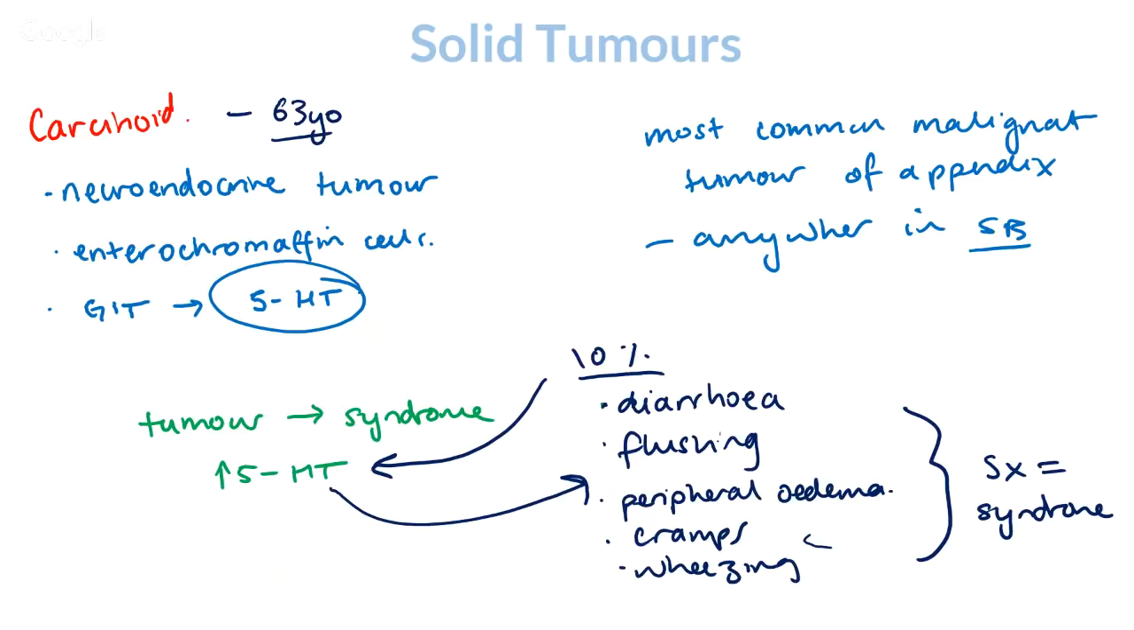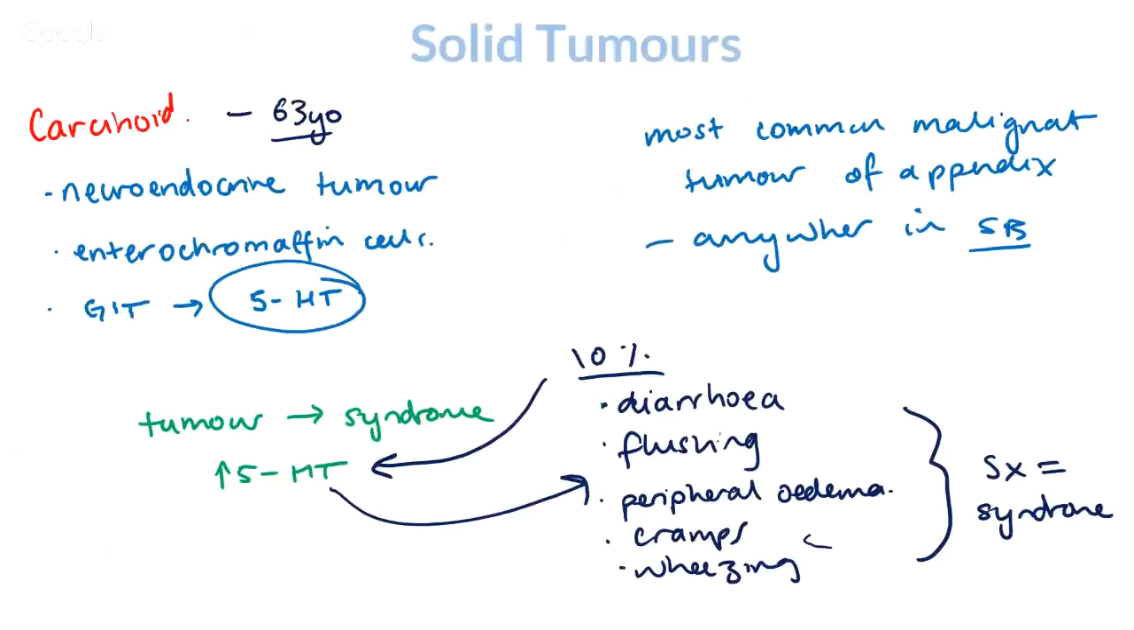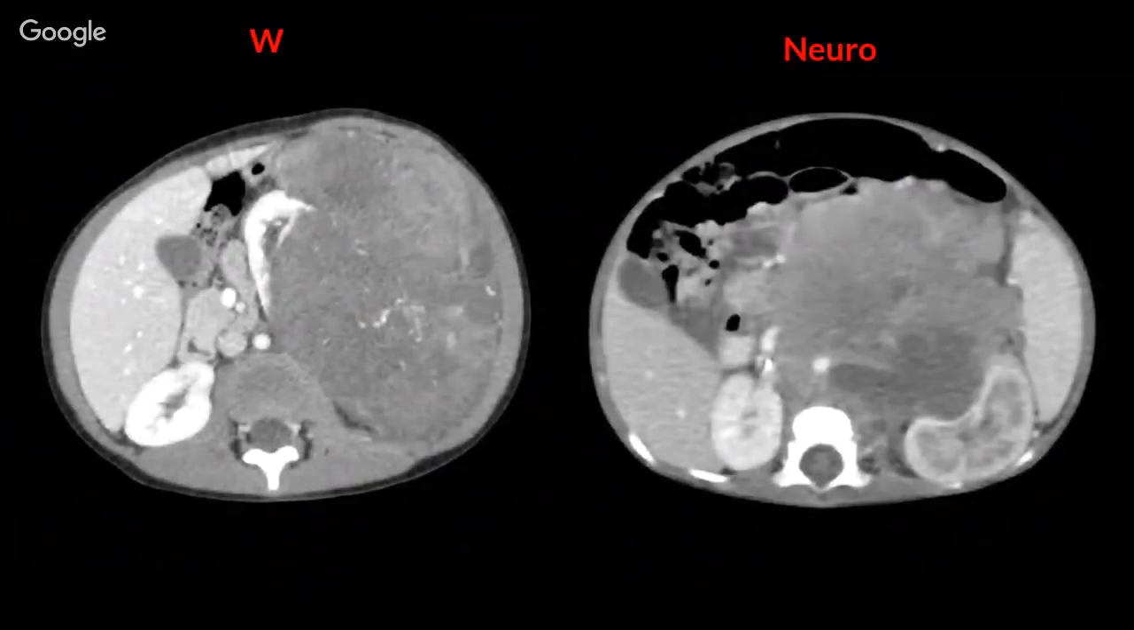Make sense? Okay, good. All right, so those are solid. So we've talked about neuroblastoma. We've talked about Wilms tumor, which is a nephroblastoma. And we've talked about carcinoid syndrome. Now, there are a few more important things to talk about.